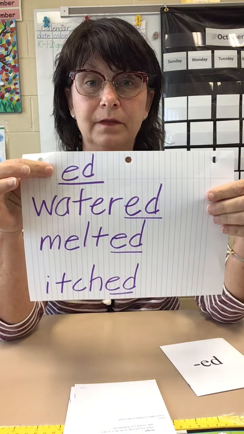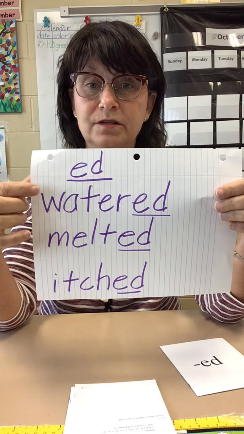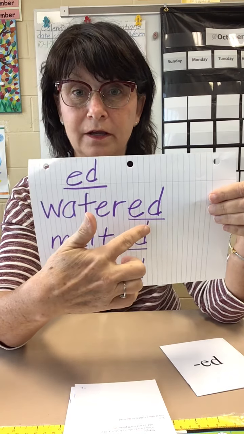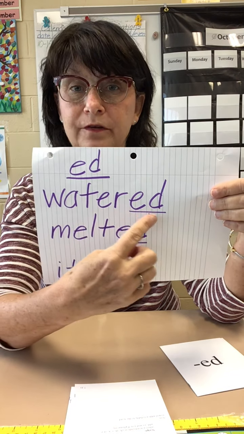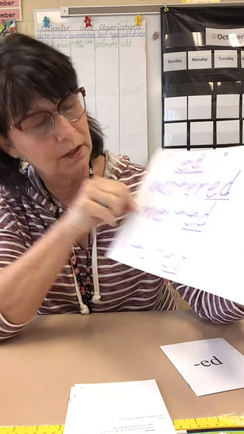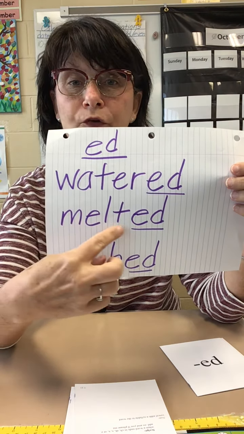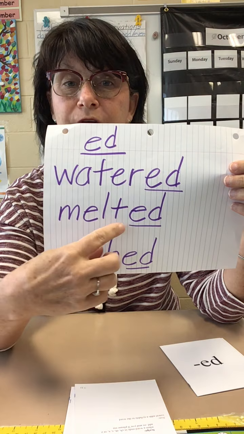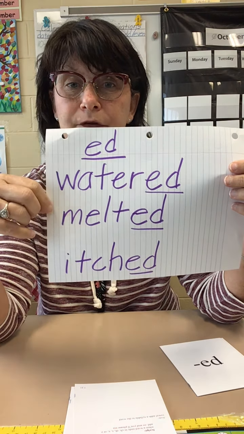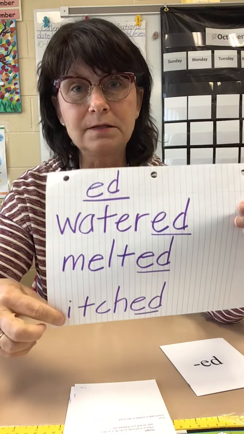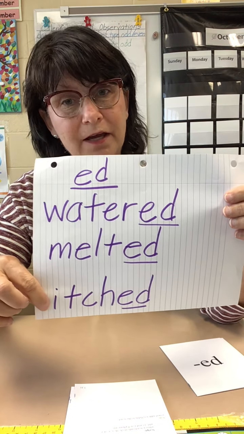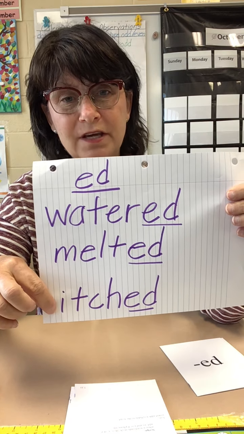ED. It can say just the D sound, like in watered. You hear that? Watered. It can make the UD sound, like in the word melted. Melted. Hear that? The UD sound? Okay? Melted. Or it can make a T sound. Itched. Itched. Okay? It itched.